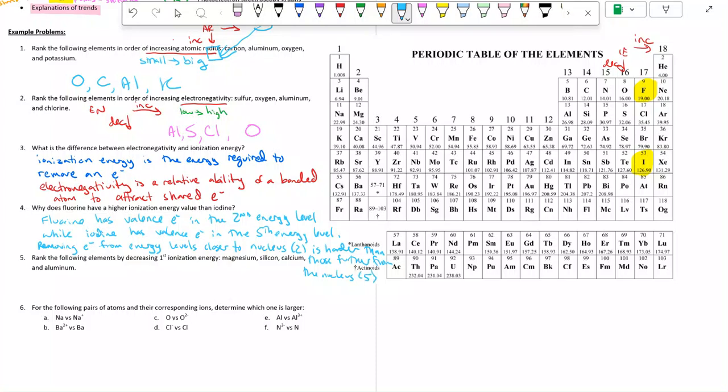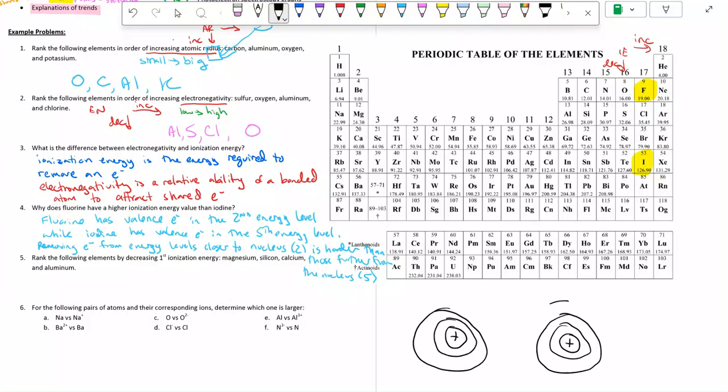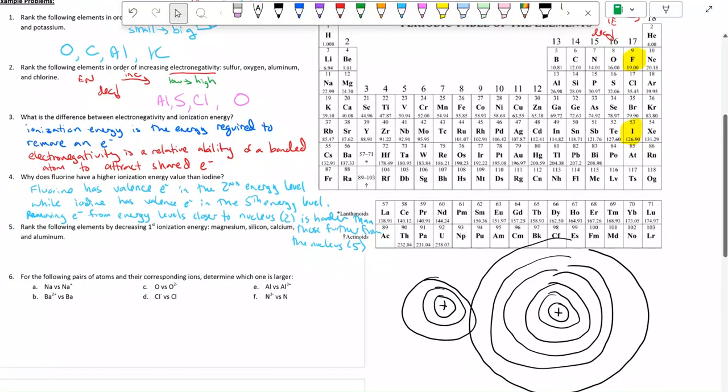It's further away. So if you go back to your little drawings that we did, okay, about the atoms themselves, for fluorine, you're trying to take the electron away from level 2. And for iodine, you're taking it away from level 5. And for both of them, the protons are in the middle for either one. And so iodine's is much further away. It's going to be easier to take away. Fluorine's is much closer to the nucleus. And it's asking you to explain that. So it's the difference in energy levels there.